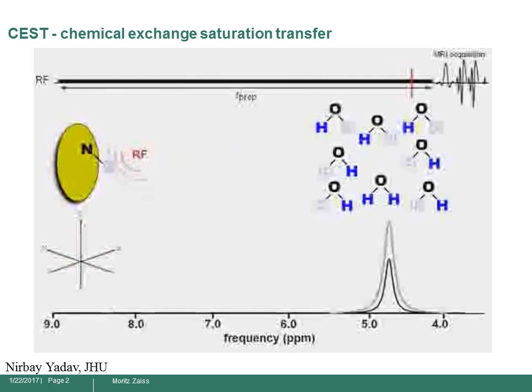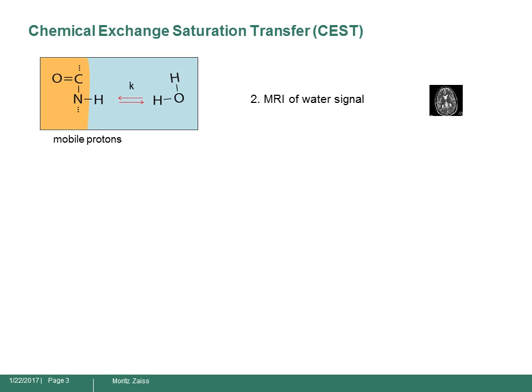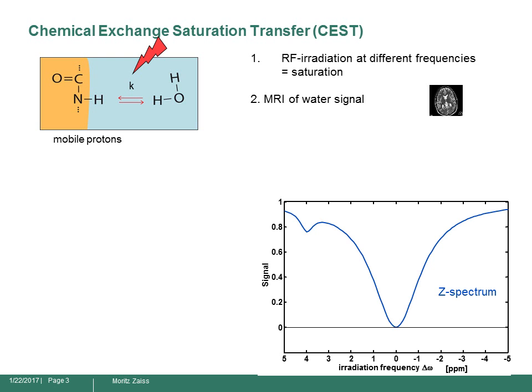This animation was created by Nirbhay Yadav from Johns Hopkins University. What we actually do in CEST MRI is we take a fast MRI of the water signal, but before that we have an RF saturation at different frequencies. This is what we call a saturation. And if we do this for a lot of different frequencies, we get the so-called Z-spectrum.